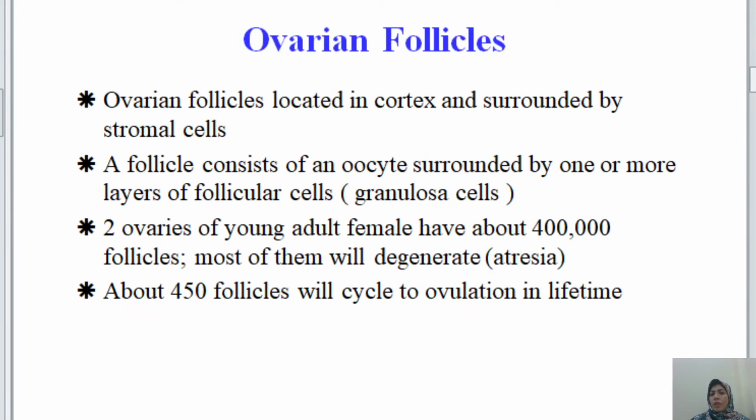Ovarian follicles are located in the cortex, and they are surrounded by stromal cells. A follicle consists of an oocyte surrounded by one or more layers of follicular cells or granulosa cells. At puberty, the two ovaries of a young adult female have about 400,000 follicles, and most of them degenerate or become atretic. And from these 400,000 follicles, about 450 will cycle to ovulation in a lifetime.